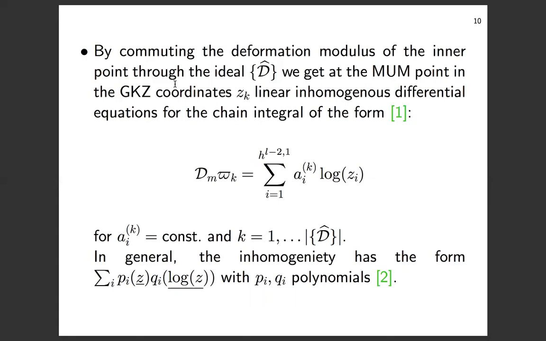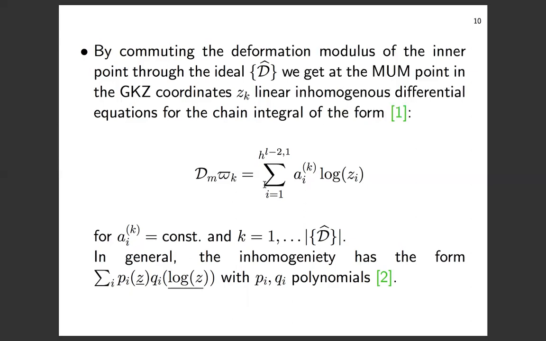And you commute this parameter due to this ideal. I mean, the ideal is in derivatives with respect to these parameters. And then you can derive a linear but inhomogeneous differential equation. And this linear and inhomogeneous differential equation is actually the one that is relevant for the Feynman graph.